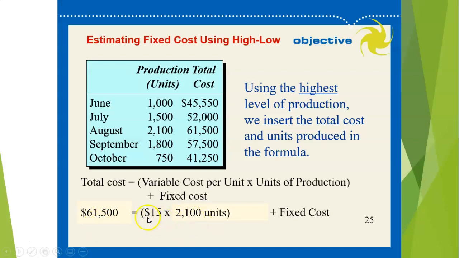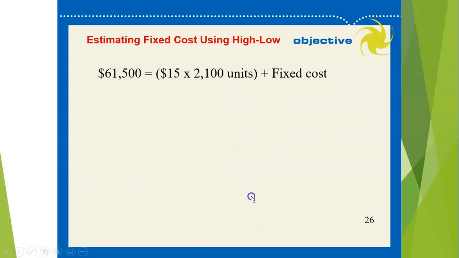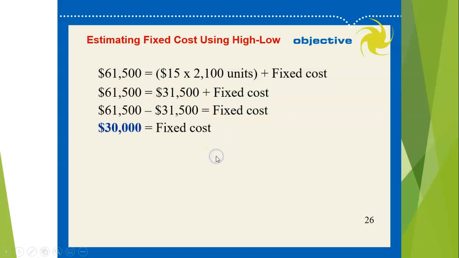So now I just have to multiply out the 15 times the 2,100, take that number and subtract it from the 61,500, and I will get the fixed cost. Okay, so the $15 times 2,100 is 31,500. Now I'm going to subtract that from each side of the equation, and I'll get the fixed cost, which is 30,000. 61,500 minus 31,500 is 30,000. Now I know the variable cost and the fixed cost part, and I can use that to estimate how much it will be if I estimate how many units I will have.